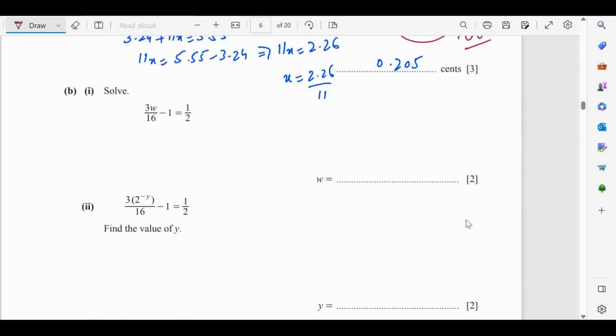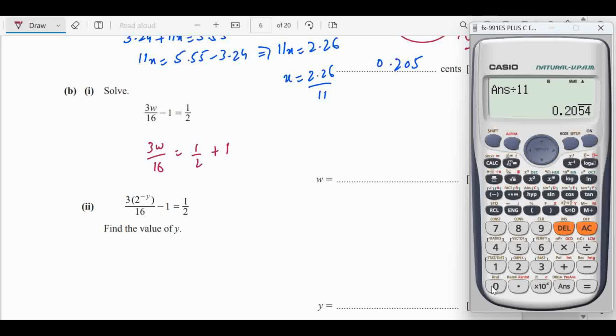Let's move to the second part, the first part, solve this. Simply rearrange it. So 3w by 16 is equal to 1 by 2 plus 1.